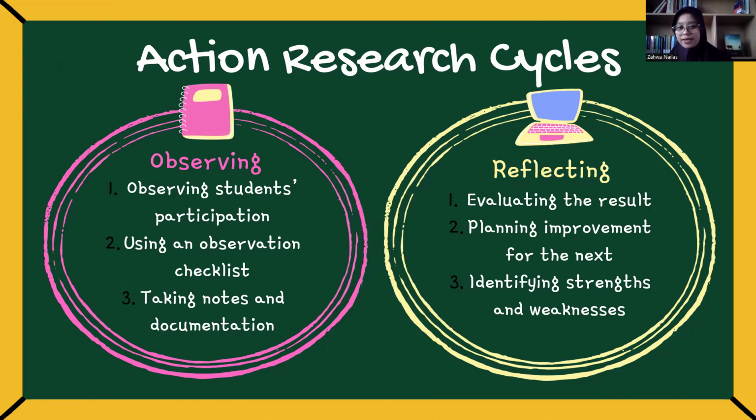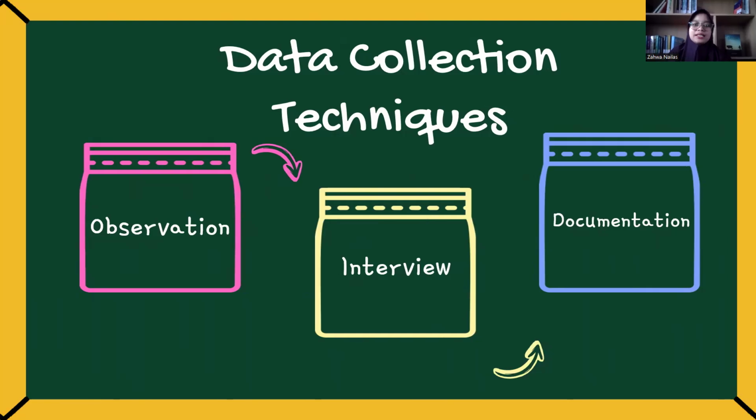The last is reflecting. The first is evaluating results, planning improvement for the next cycle, and identifying strengths and weaknesses. Reflecting is the way to know the conclusion. So we know the result, we know the planning for the next improvement, and we know the strengths and the weaknesses.